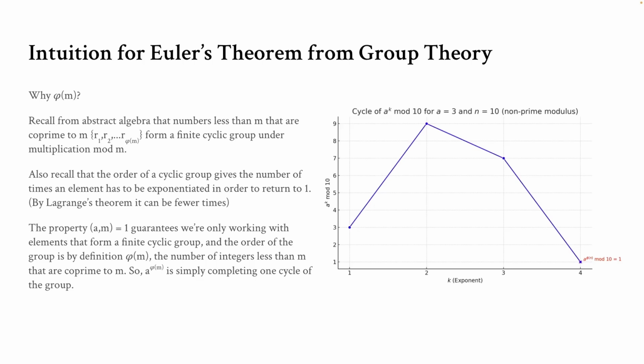We have by Lagrange's theorem that the order of a given element can be smaller than the order of the group, but it has to divide the order of the group. So while phi of m guarantees that we'll return to the identity, we can in fact do it in fewer steps.